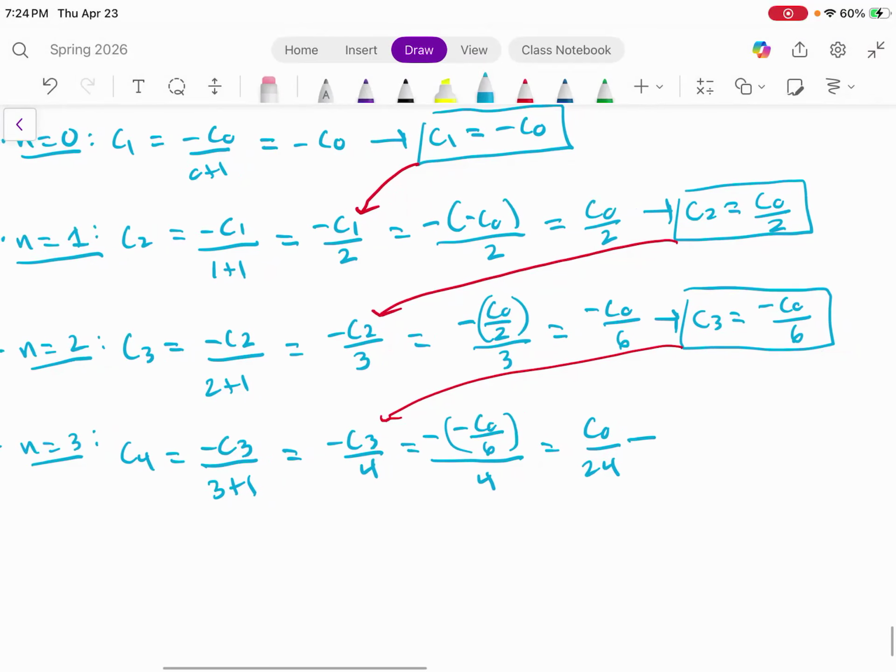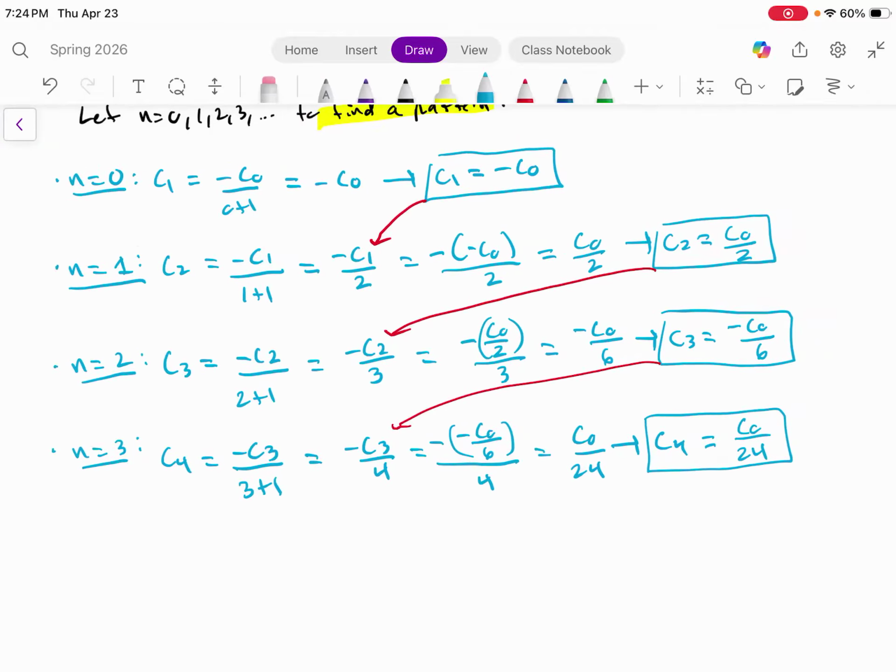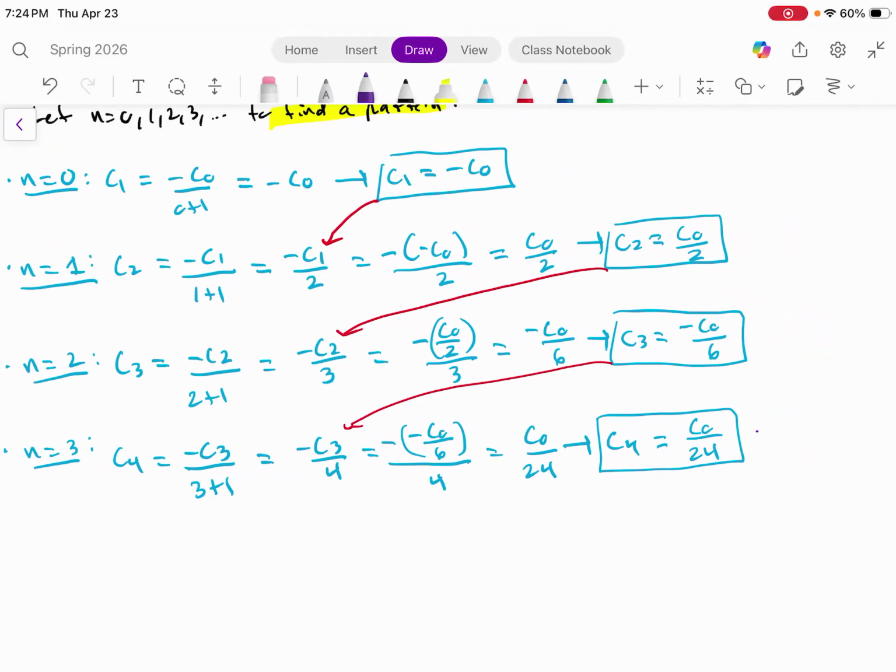Sorry, I don't know why it's glitching like that. Let me see. So this would be C4 equals C naught over 24. Okay, so I don't know about you, but I'm starting to see a pattern here. 24, well, if you are a little comfortable with factorials, that's like saying C4 over 4 factorial. And 6, that's like saying C naught over 3 factorial. Just be careful with your negative. 2, I know it's not something that we typically think of, but it's like saying 2 factorial. And just negative C naught, we could think about that as negative C naught over 1 factorial.